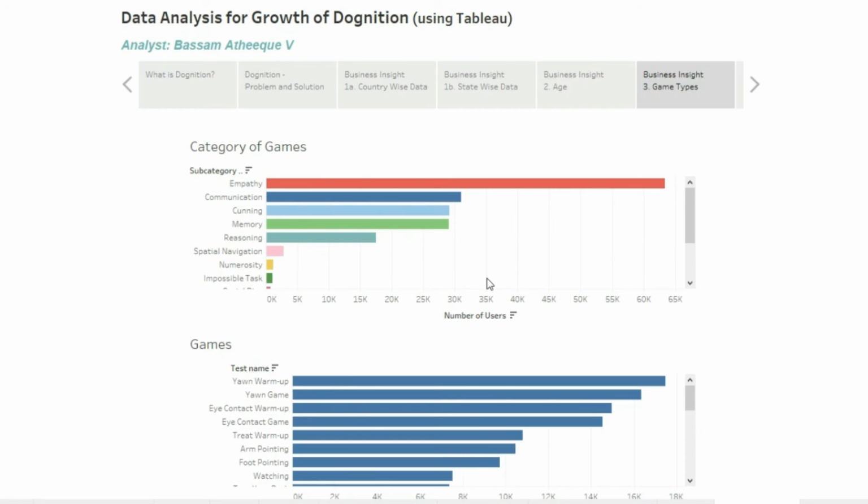Now, just to give you another hindsight, if you click for empathy, it is again yawn warm up, yawn gain, eye contact warm up. All the top 5 games, or the top 4 games, are of empathy, followed by communication. So it is hands down that empathy is one category which you have to concentrate the most, and maybe it can be made more creative, and some gift hampers can be given in this sector so that more users play it and they enjoy it as well.